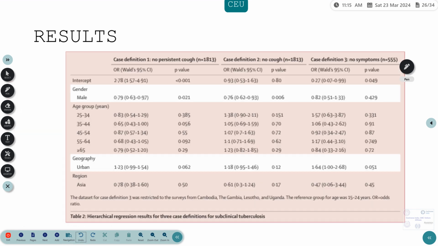Here we see it is a hierarchical regression results. So basically we see that men with TB are less likely to have subclinical TB in case definition 1 and 2. It is statistically significant. The only other thing which was close to being statistically significant was urban population with a confidence interval of 0.9 to 1.5 with an odds ratio of 1.2. But because it crossed 1, it is not statistically significant.